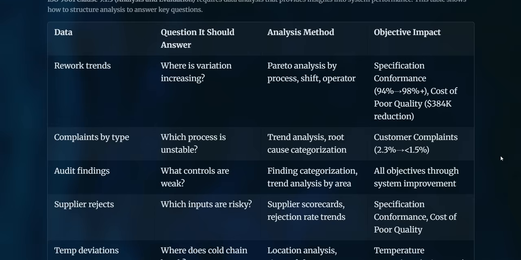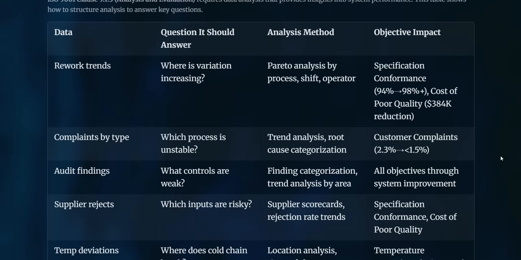The first data is the rework trend. The question it should answer is where variation is increasing, and analysis methods for rework data include Pareto analysis by process, by shift, and by operator. The objective impact of rework trend data includes customer specification conformance and reduction of cost of poor quality.